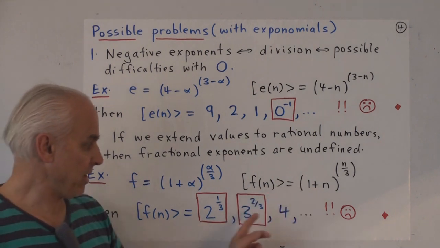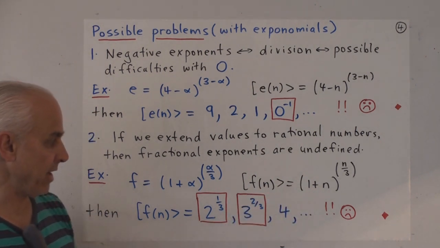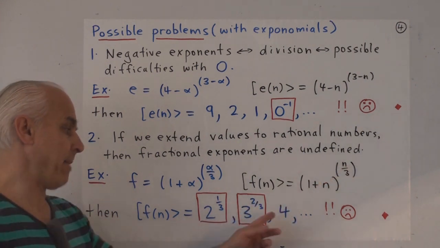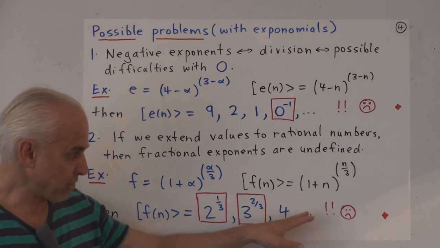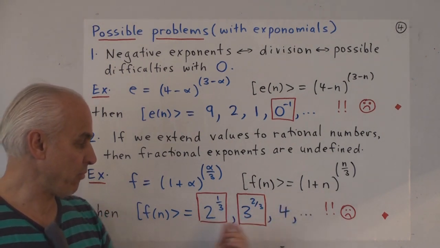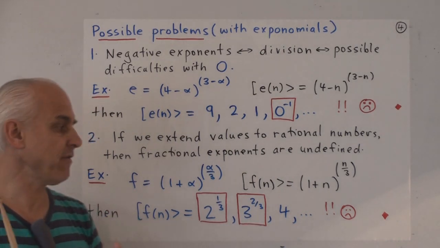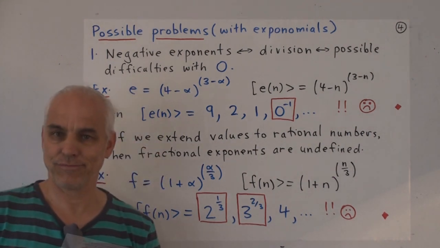The next entry is going to be 3 to the 2/3. The next entry, when n is equal to 3, will be 4 to the 1. That happens to be all right. But we can expect that most of the terms in the sequence will be problematic for us arithmetically. That's another kind of issue that we're going to have to deal with if we want to work with these exponomials in a general fashion.